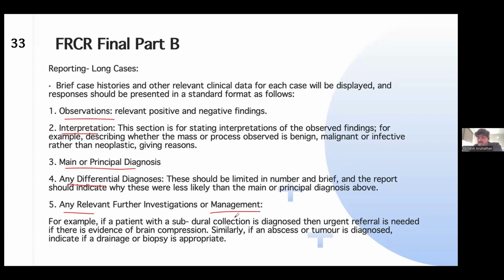And then what further management? Refer to bone sarcoma center. Will need staging: a whole body MR or a PET or a bone scan to look for distant metastasis. Will need a biopsy, and further management to be decided in the bone MDT or the bone tumor MDT. So you'll have to stick to a format like this for reporting.